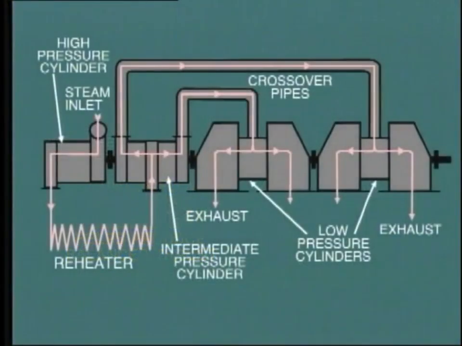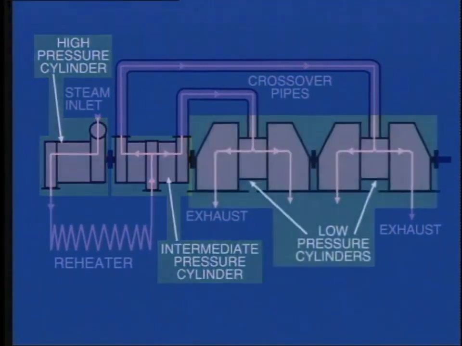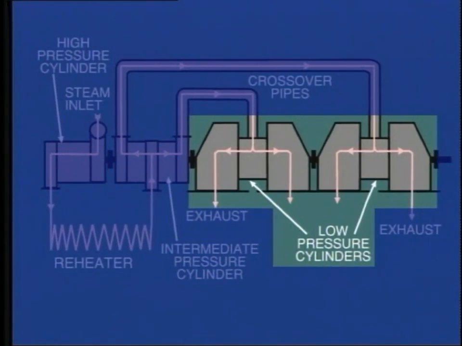As turbines become bigger and bigger, it is necessary to add yet further cylinders, and the arrangement shown here is typical for machines in the 500 to 600 megawatt range. As you can see, we have separate high pressure and intermediate pressure cylinders, and also it has become necessary to add a further low pressure cylinder in order to handle the high volume of steam.